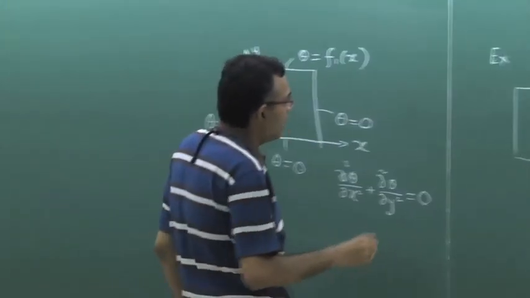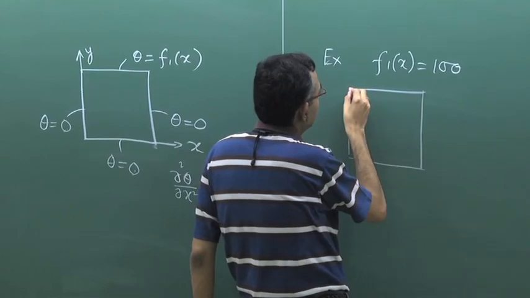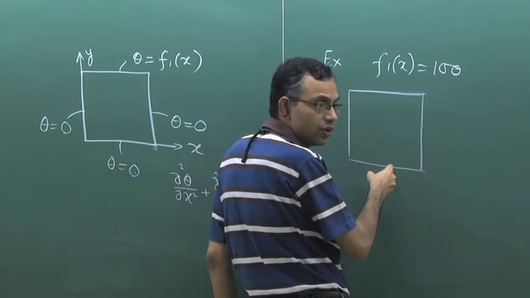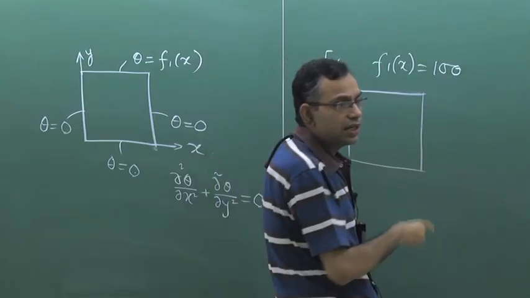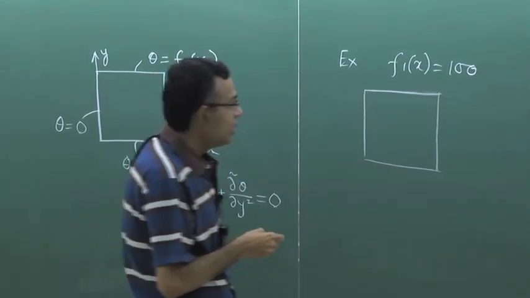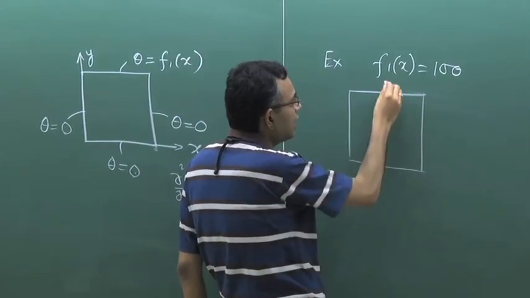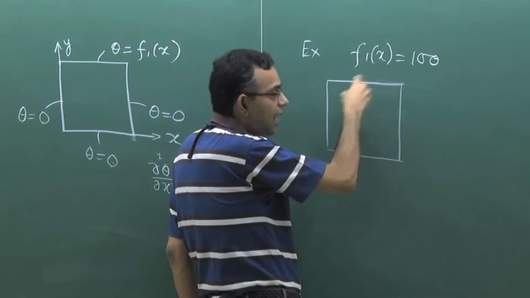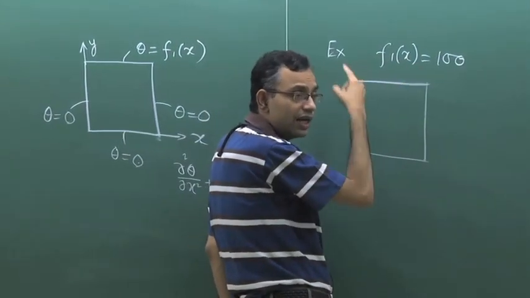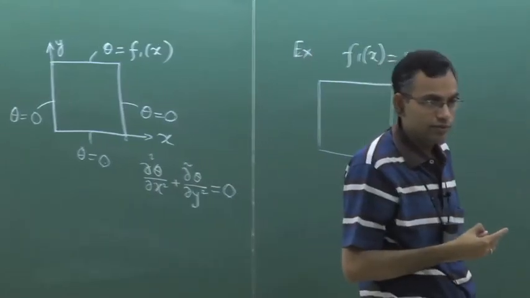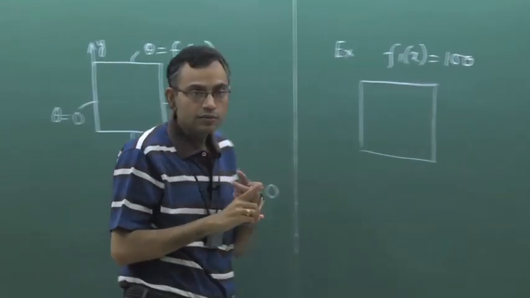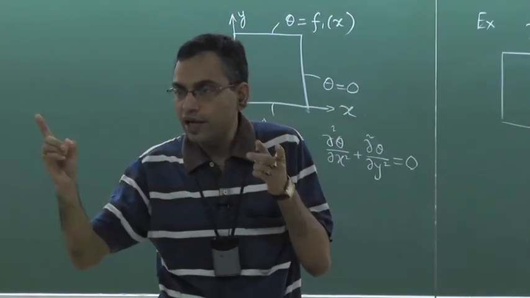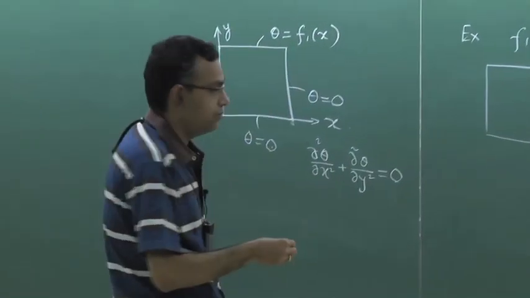Now here you see that the temperature is 100 throughout here, but in these boundaries it is 0. So what is the predominant direction in which temperature gradient is created? The predominant direction is the y direction, because it is changing from 0 to 100 here. Along x there is also a gradient, but it gives a periodic nature of the solution. It is a periodic solution along x and a non-periodic solution along y.